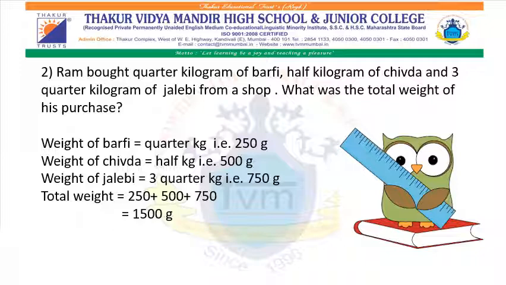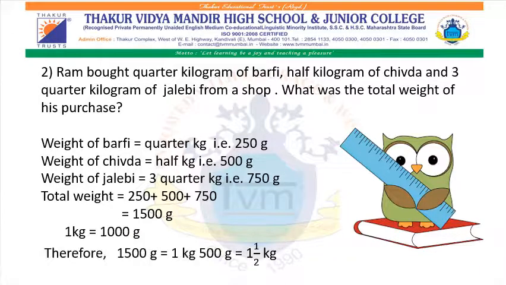Now you know that 1 kg is equal to 1000 gram. Therefore 1500 gram is equal to 1 kg plus 500 gram, that is equal to 1 kg plus half kg, 1.5 kg. So the answer is Ram bought 1.5 kg of weight in all.